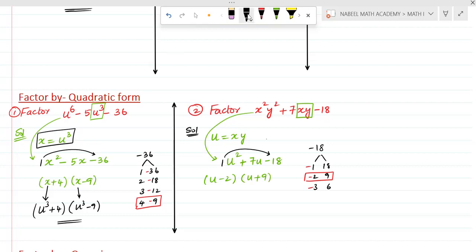And then I just substitute. What is the u value? So the u value I have to substitute. Therefore, it is (xy minus 2)(xy plus 9). That's it. So this is the quadratic form, factor by quadratic form. You have to take another variable as u.